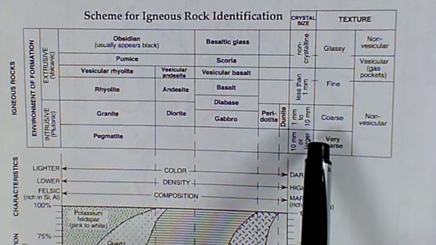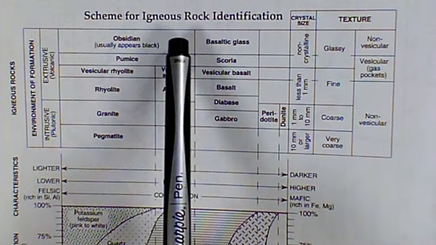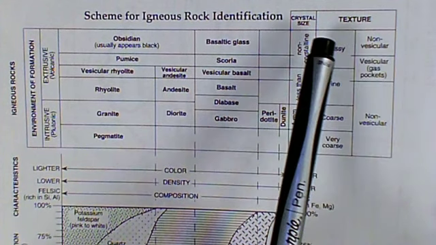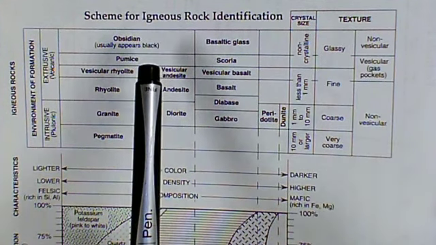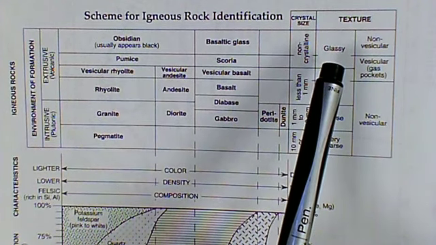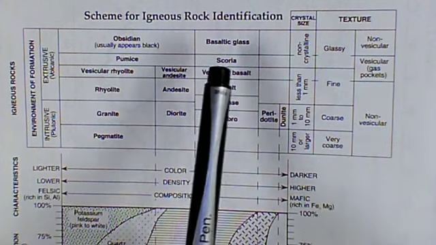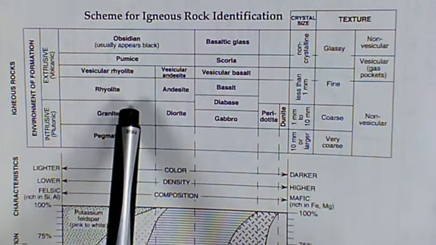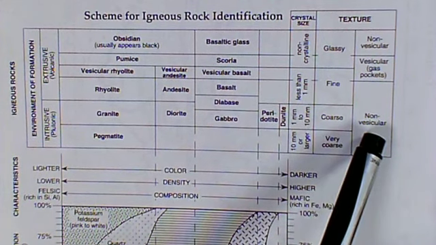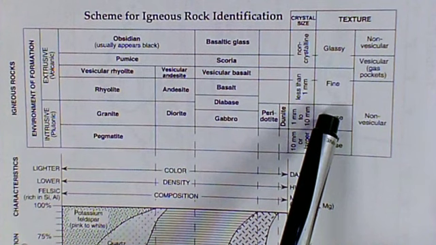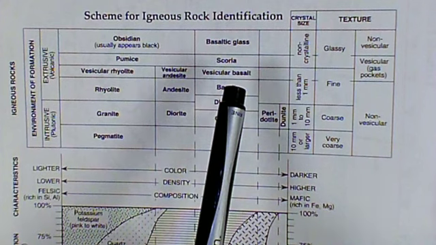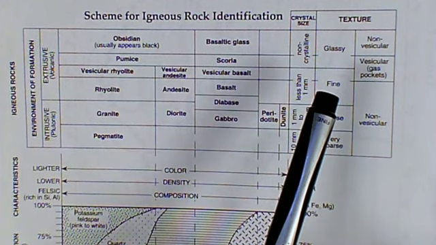So the way this works is you find, say, obsidian, you go across non-crystalline, it's going to be glassy and non-vesicular. Okay, I showed you that obsidian. Pumice, we go across, kind of glassy, but it also has gas pockets. Granite, which I showed you, if we go over, it has coarse grains and it's non-vesicular. It does not have gas pockets, so that's why we could see the crystals in it.